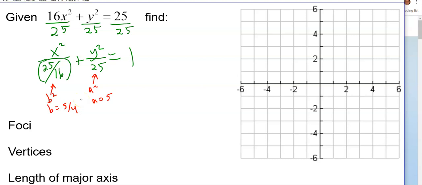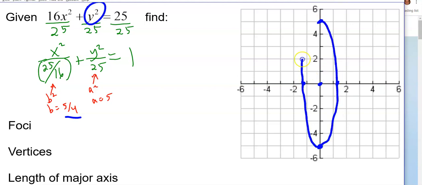So we can now graph our graph. So we've got the point in the center. That's the center point. Again, this is your a value. So a, in this case, underneath y squared is vertical. So I'm going to go up 5 and down 5. Underneath x is always horizontal, right? So I'm going to go to the right 5/4, which is a little bit more than 1, and to the left 5/4, which is a little bit more than 1, and go ahead and graph your graph.